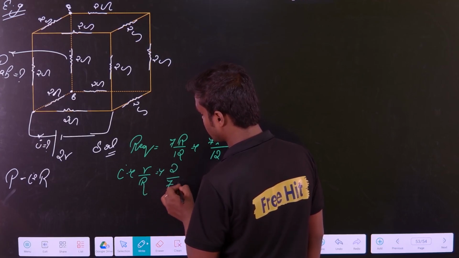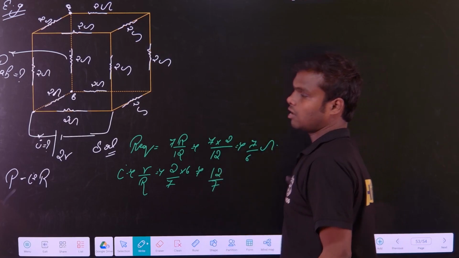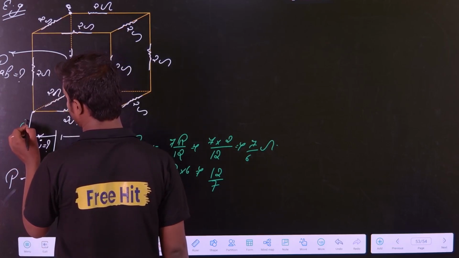That is 2 and this is 7 by 6. So what is the value you are getting? 12 by 7. That is my current. Now let us come here. See, this current is I here.